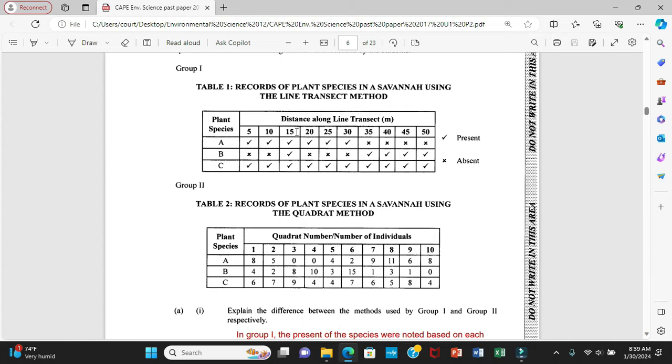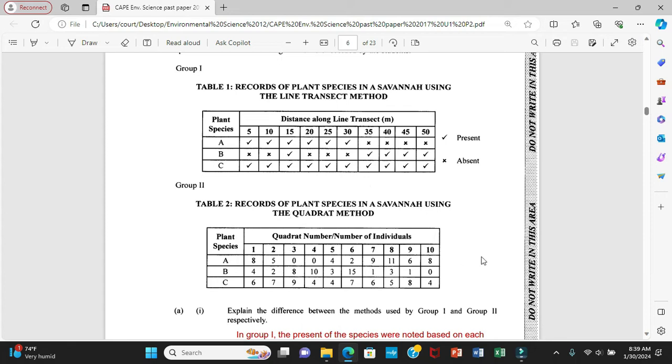So this is telling you every 5 meters. This is going up by every 5 meters on the card. They will check the card and see if the plant is touching the card, or under the card, or above the card. Alright? And if it's there, they put a tick. If it's not there, they will put an X.